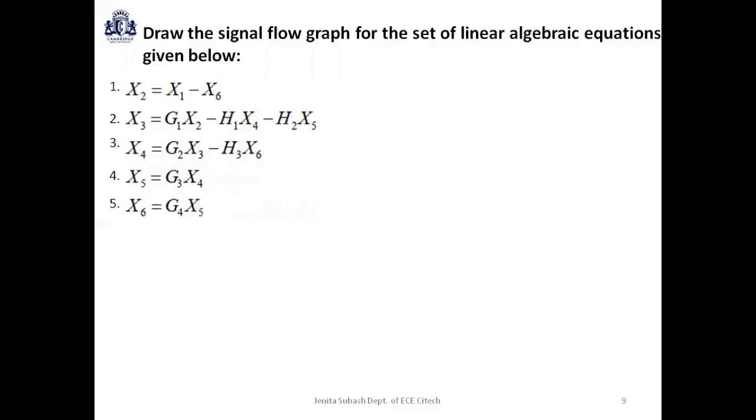So we can clearly identify that we have 6 nodes starting from x1, x2, x3, x4, x5 and x6. Let's represent the nodes first. x1, x2, x3, x4, x5, x6 nodes have been represented, and we have x1 as the input node and x6 as the output node. So let's plot the graph for the fifth equation. So the output node is x6 and we have a branch gain g4 from node x5.